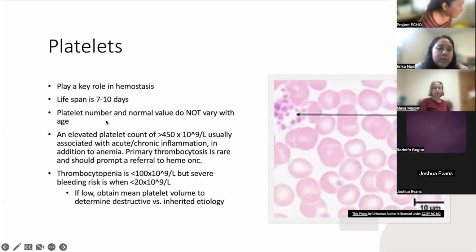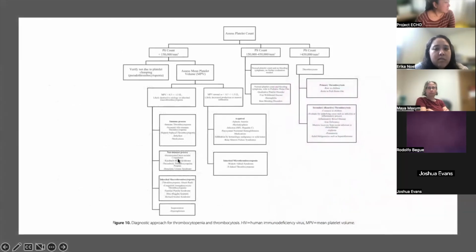Thrombocytopenia, the other end of the spectrum, where we have low platelet count, there is a risk of bleeding. It is considered a severe bleeding risk when we have less than, say, 20. If it is low, it's important to obtain a mean platelet volume to determine destructive or inherited etiology. I actually personally have never done this, but this was something interesting for me to learn as well. That's why this diagram is a little bit more extensive in terms of assessing a platelet count. If it is low, this article taught me that it's important for us to get a mean platelet volume.